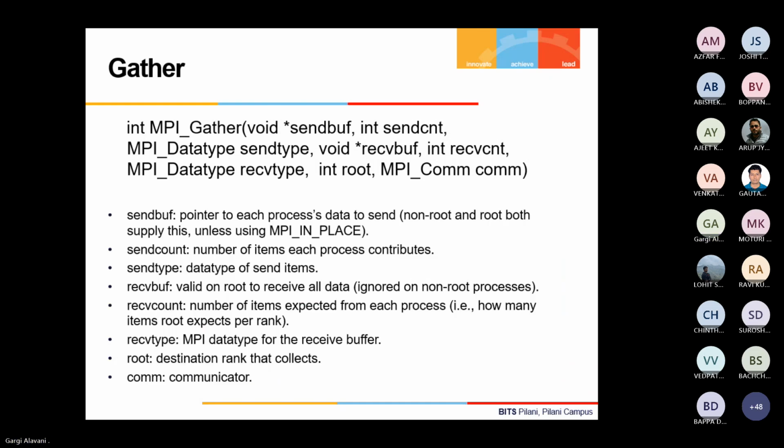So this function has a send buffer, which is a pointer to each process's data to send. Send count, the number of items each processor will send. Send type, the data type of these items. Receive buffer, which is valid on root to receive all the data. Receive count, which is the number of items expected from each process. Receive type, the type of data. The root, which is going to collect all this data that is received, and the communicator.